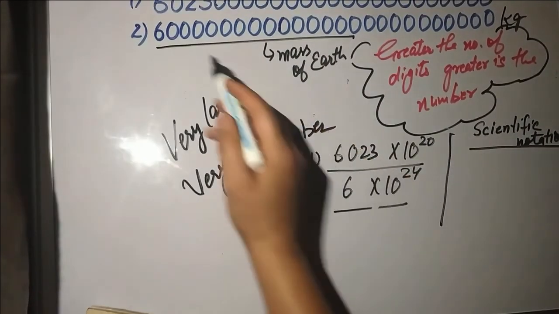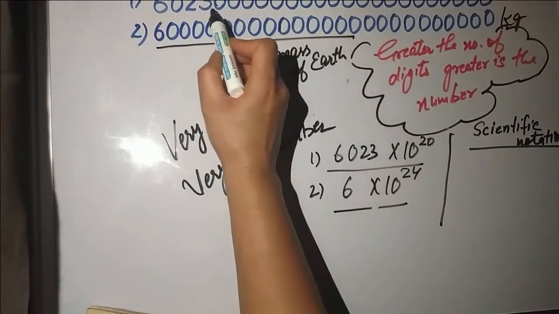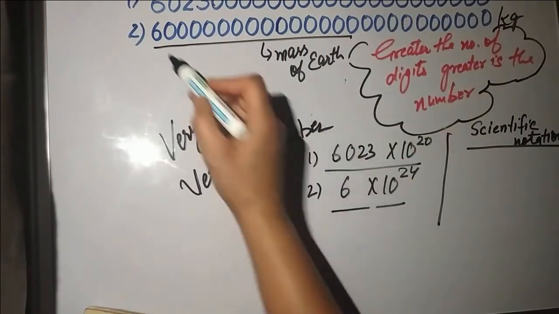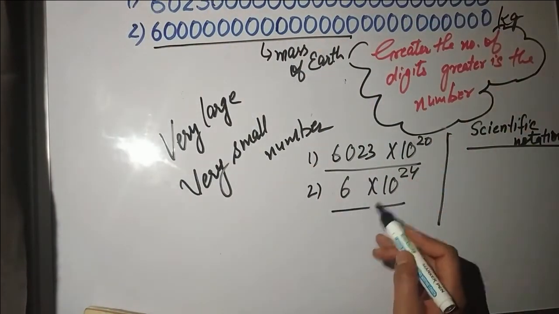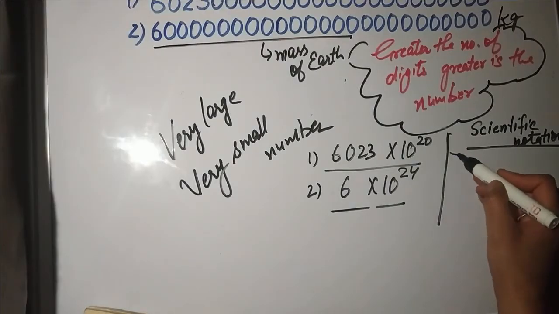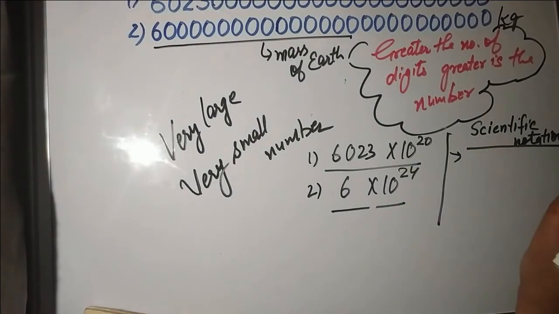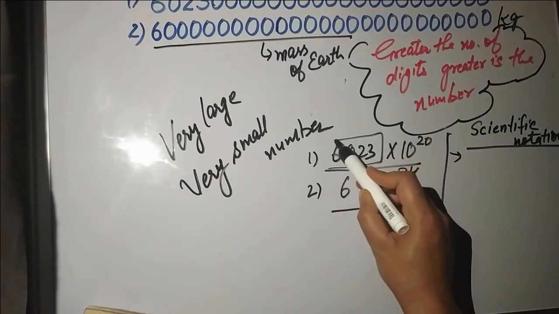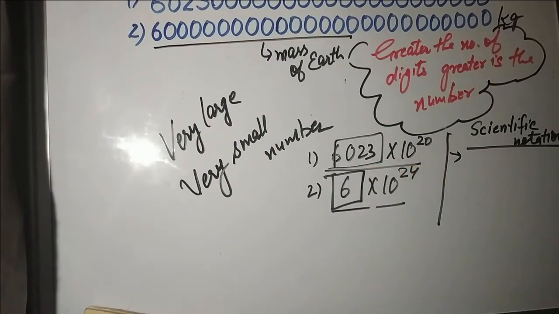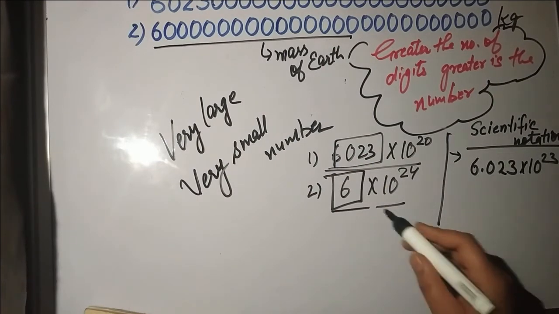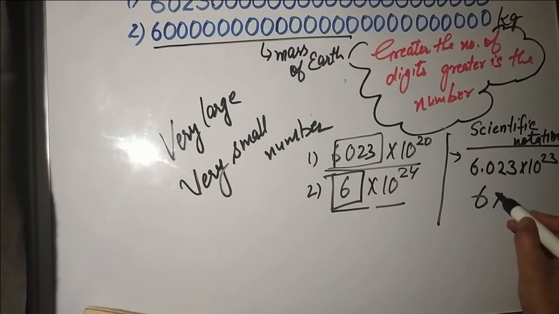Okay, so here I didn't do anything. I just split the zeros and even you can do that. 6 and zeros were separated, so 10 raised to power 24. But scientific notation is a step ahead, where we want this place to be a one digit number. So that's why it was made like this. Okay, and this was already a one digit number.